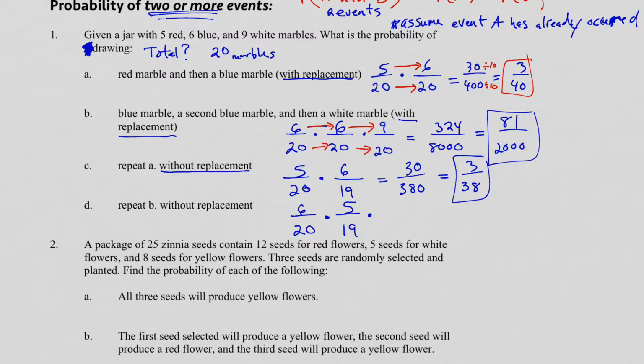So what about the white marble? Yeah, the 9 is going to be the same, but how many marbles total do we have? We took 2 out. So now it's 18. So as you can see, the fractions get kind of crazy here. So type this on your calculator and get the final answer simplified. But if you did this by hand, 6 times 5 times 9 is this, and then 13,800.